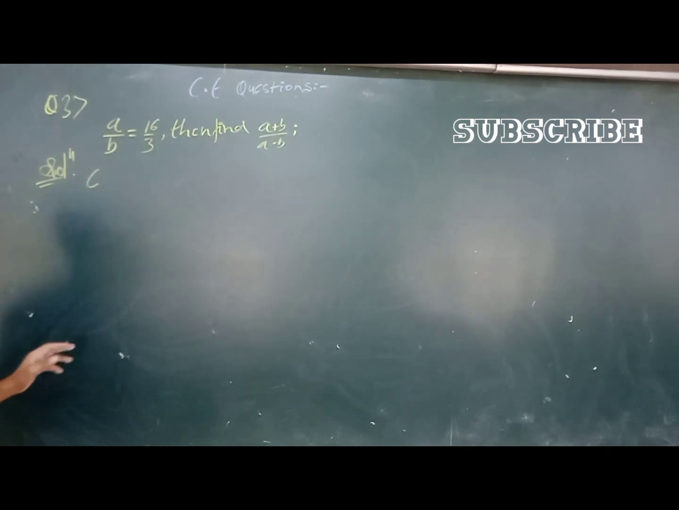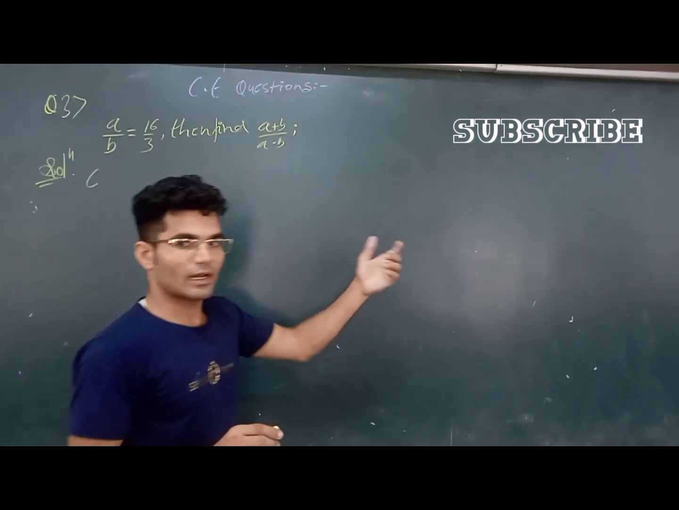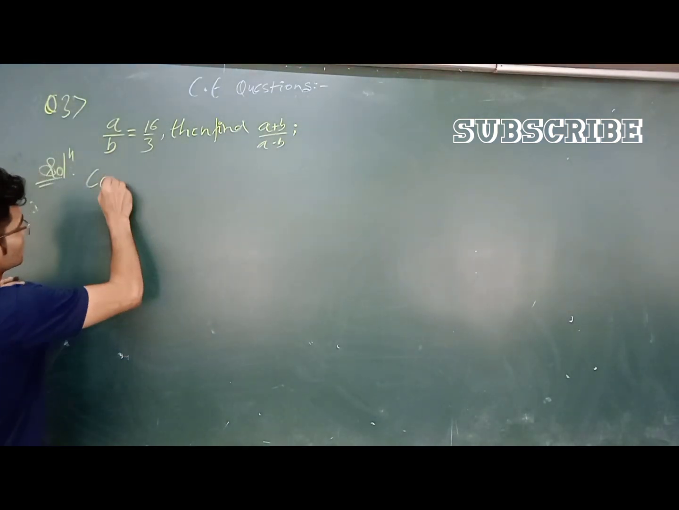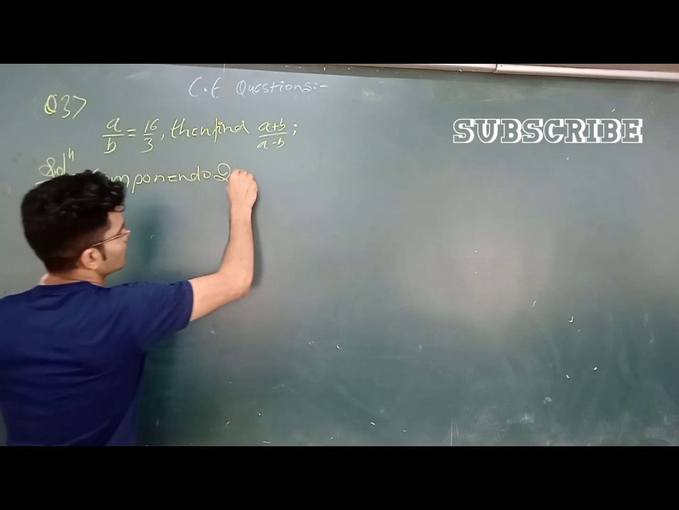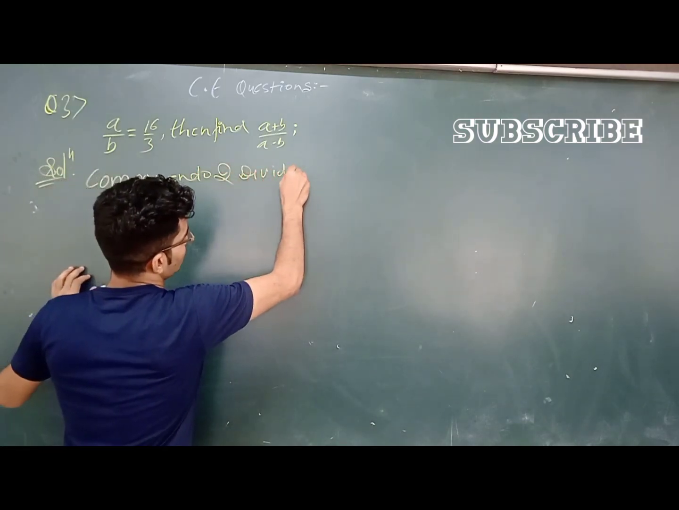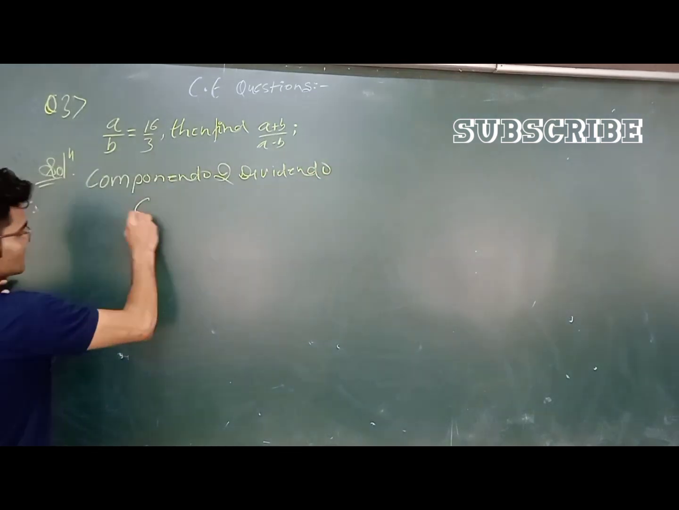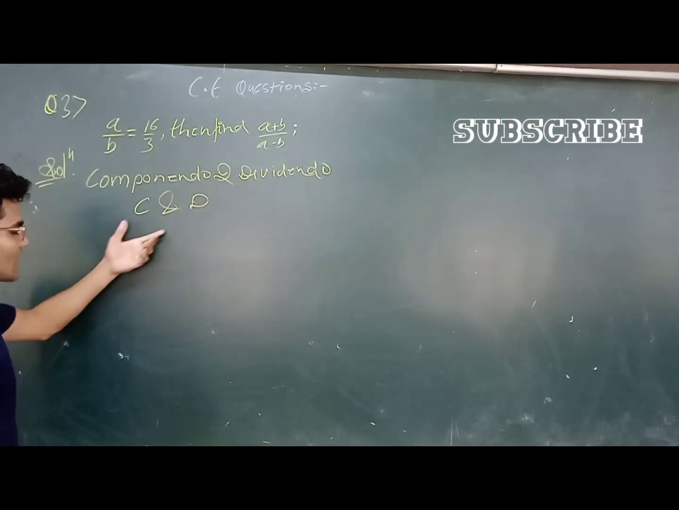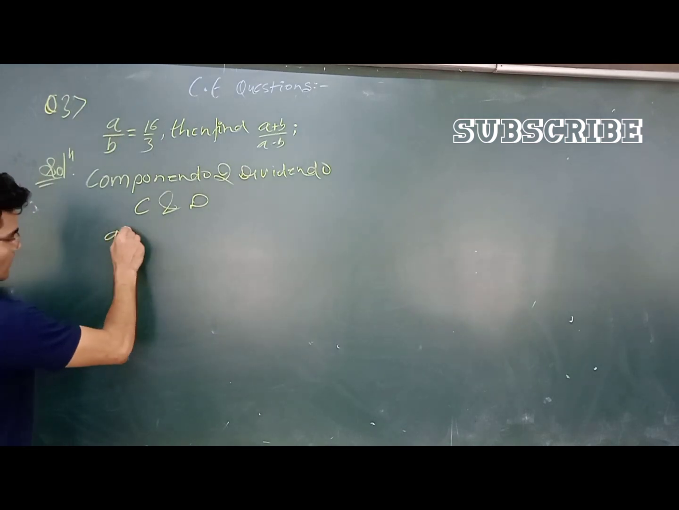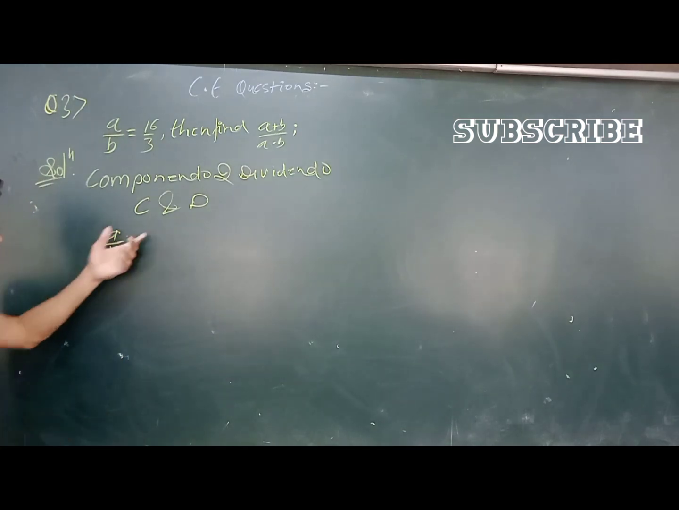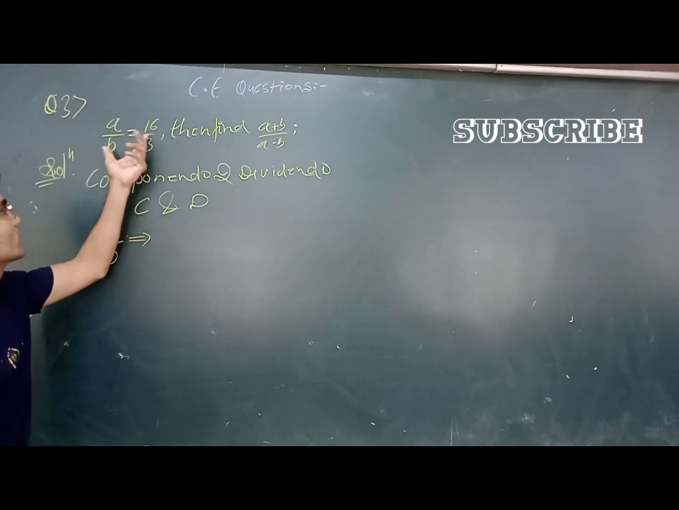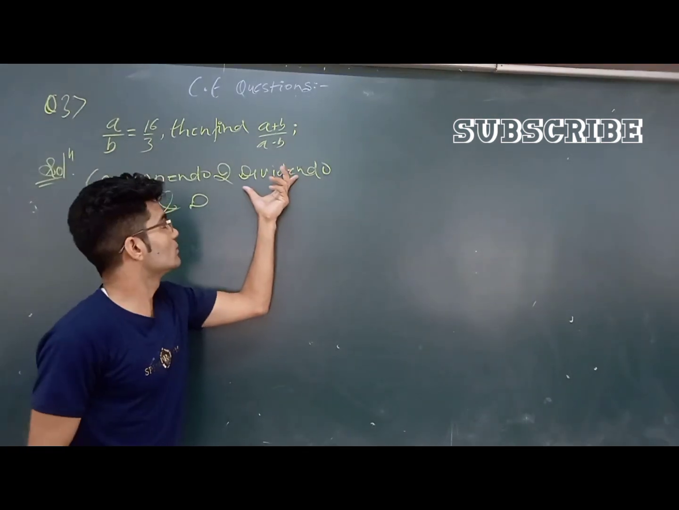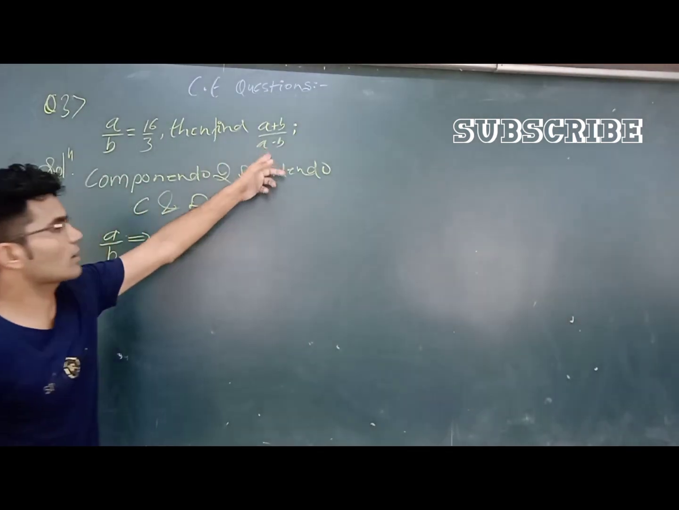So first, I will tell you what is componendo and what is dividendo, so let us focus over here. Componendo and dividendo, representing them by C and D. So we have a number a upon b. If we apply componendo over here, it is applied to the numerator and denominator of the fraction, and dividendo is applied to the denominator of the fraction.